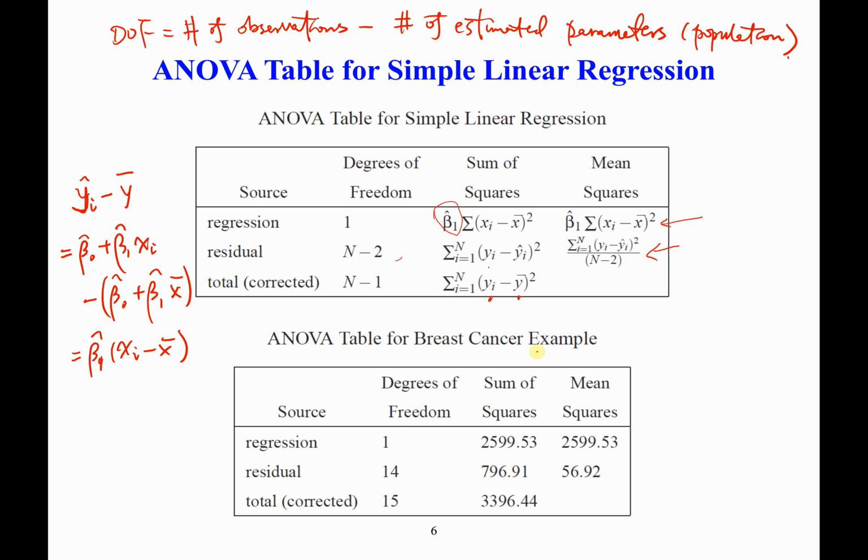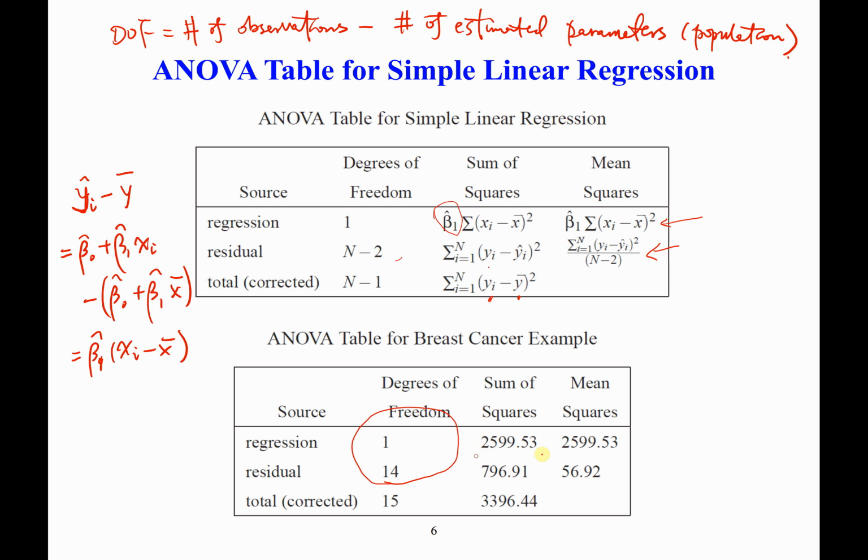So the ANOVA table for the breast cancer example: the degrees of freedom, how many total observations do we have? We have 16. So this is 16 minus 1, 16 minus 2, and this is 1. And another simple rule is that all the degrees of freedom, if we add them together, should equal the total degrees of freedom. If they don't equal, then we don't have a correct ANOVA table.